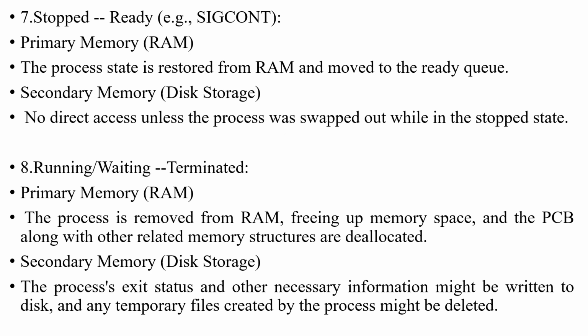Running, waiting, or terminated. For the primary memory, the process is removed from the RAM, freeing up memory space, and the PCB along with the other related memory structures are deallocated. For secondary memory, the process exit status and other necessary information might be written to disk, and any temporary files created by the process might be deleted.